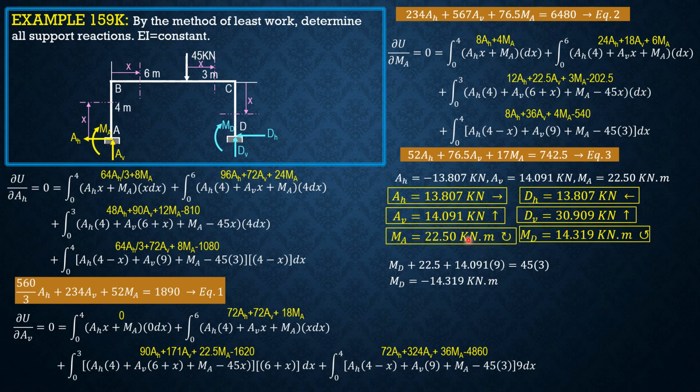Now the other way of expressing the answers without the direction or the sense, MA is negative 22.5 kilonewton meter, while MD is positive 14.319 kilonewton meter because it is counterclockwise. So that's it for this problem.